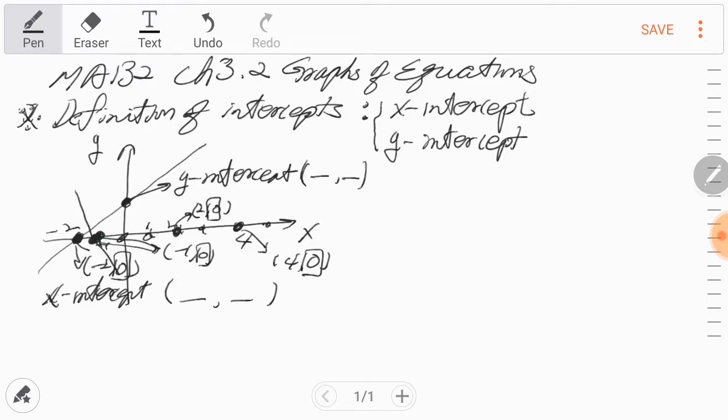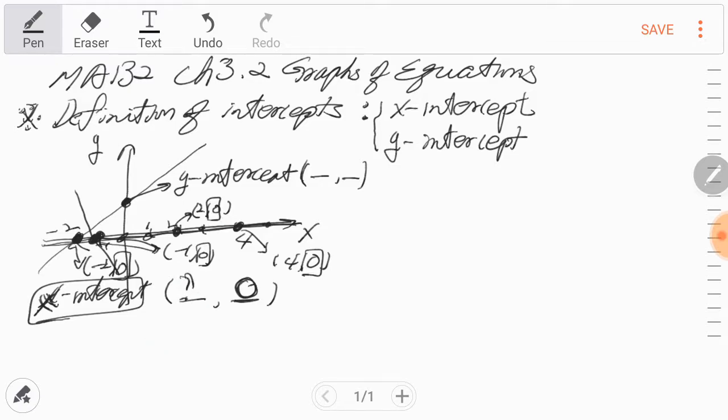So if a line is crossing the x-axis, the y coordinate of the x-intercept is always 0. The y value is always 0. So how do we find the x-intercept? Set the y value of the equation to 0, then we can find the x-intercept.